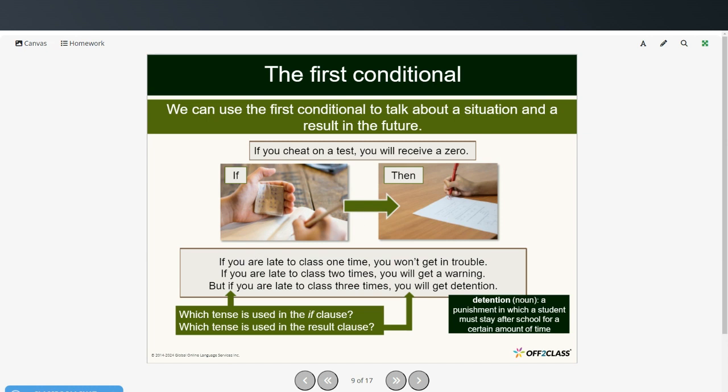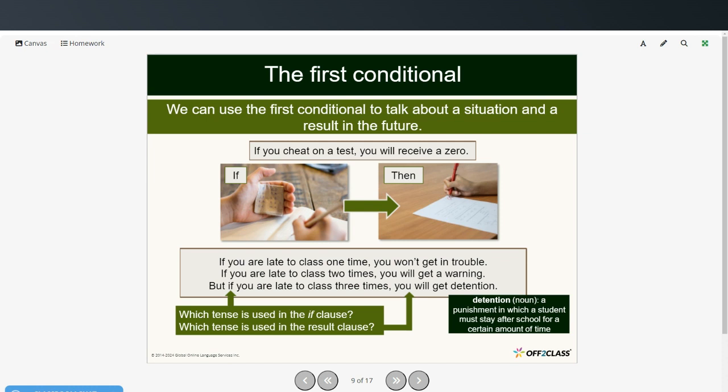So if you are late to class one time, you won't get in trouble. If you are late to class 2 times, you will get a warning. But if you are late to class 3 times, you will get detention. And here the definition of detention is a punishment in which a student must stay after school for a certain amount of time. So which tense is used in the if clause?